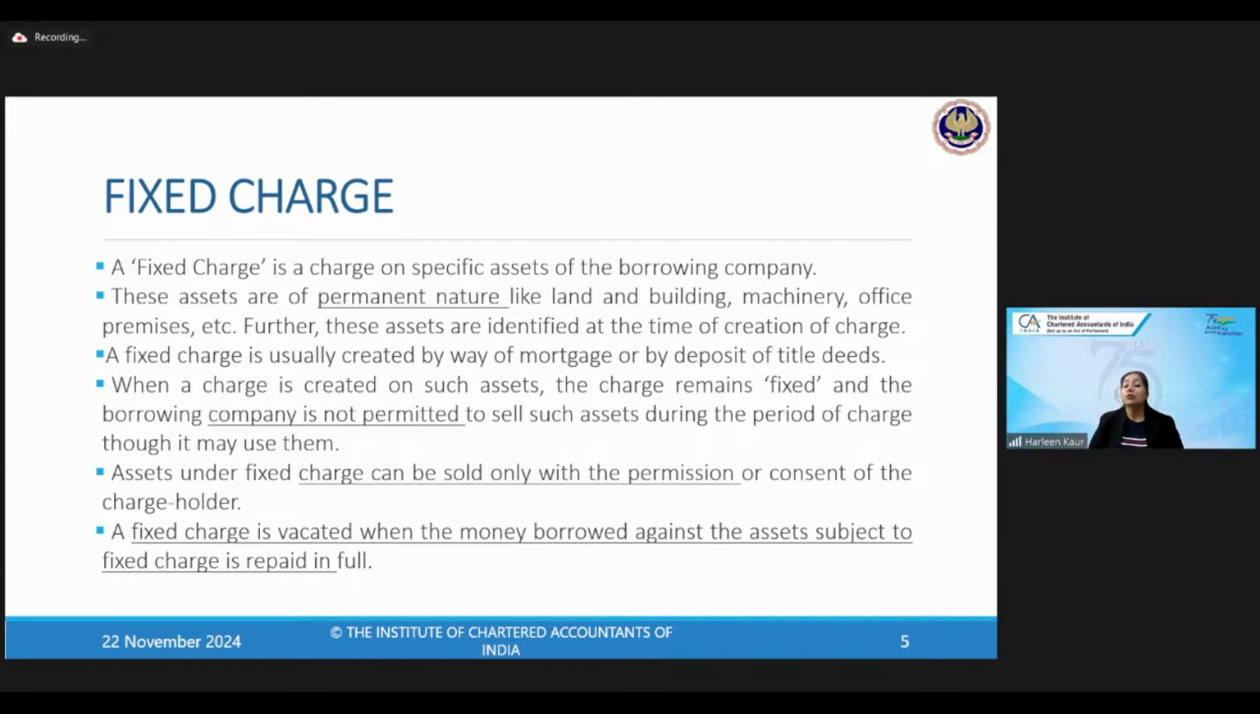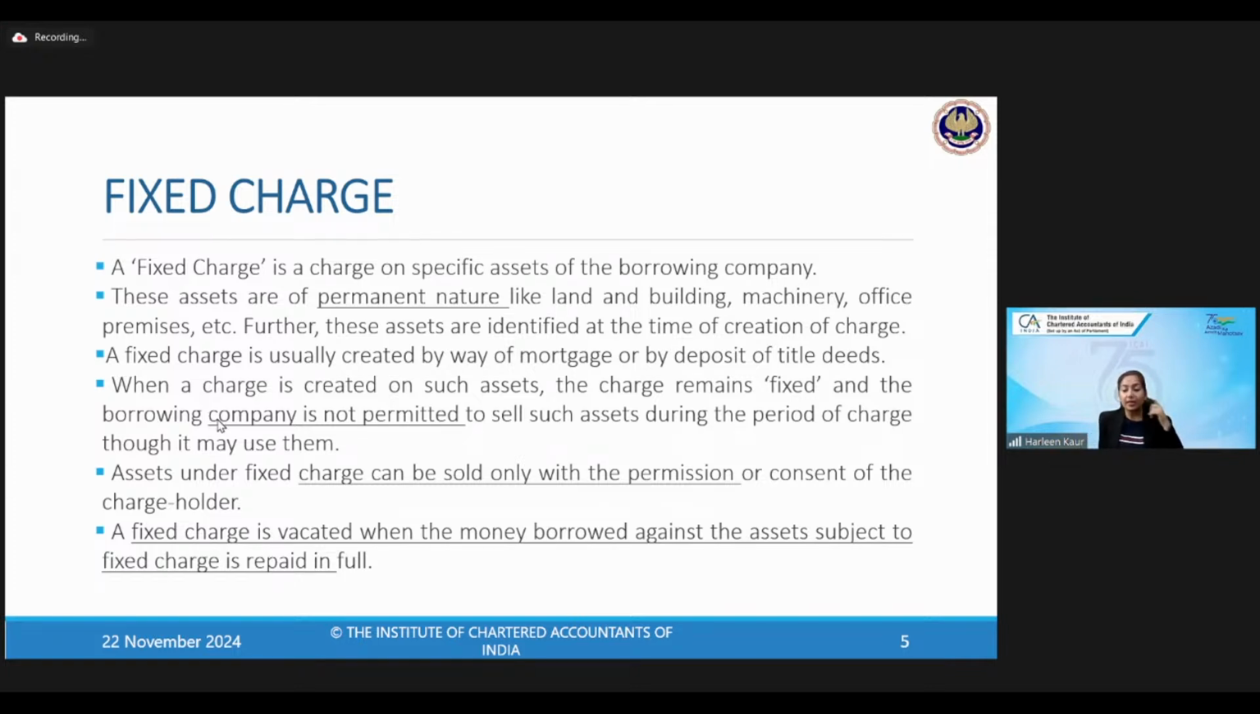So now I need to take permission of HDFC Bank if I need to sell this house, because the charge has been created on this house. A fixed charge is vacated when money borrowed against the assets of the fixed charge is repaid in full. Now I borrowed 1 lakh rupees. I repaid it on 1st December 2024. Then the charge gets over. Vacated means it gets over. Now my building is free from any charge. Now I can freely sell it. I can do whatever I want to do. It does not have any charge on my assets now. Is that clear, children? Fixed charge is absolutely clear.